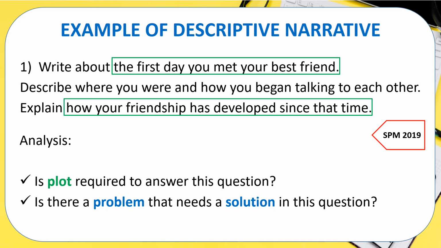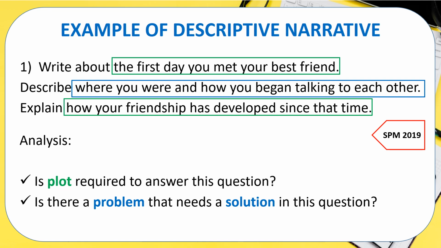Next, is there a problem that needs a solution in this question? Well, we see, even though the question itself does not mention the word problem and solution, but you see here where you were and how you began talking to each other. You don't simply talk to people, don't you? Usually there is something that happened. Maybe you lost something and you're looking for something and you have to talk to people. So that's a problem, right? So here, okay, there is a problem and a solution.